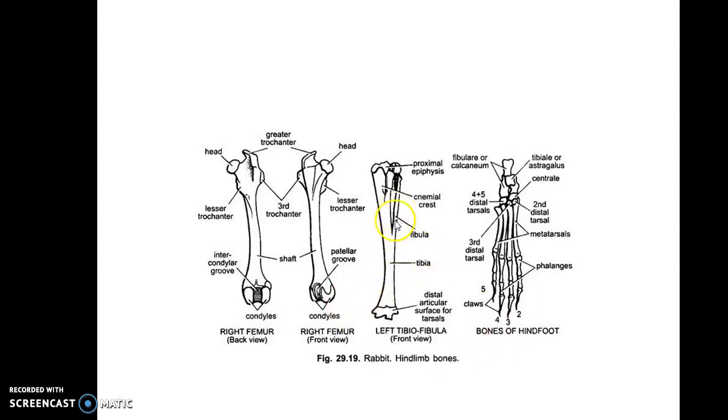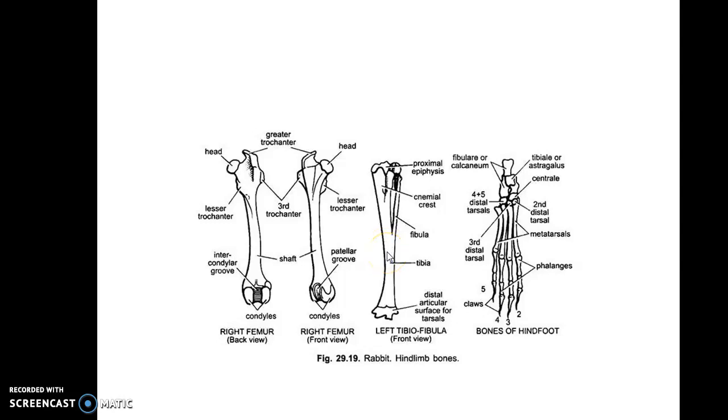The fibula is short and slender. It does not articulate with the femur at the knee joint, but the tibia is long and stout. It articulates with the condyles of the femur to form the knee joint. Proximally, it has a prominent ridge called the cnemial crest.